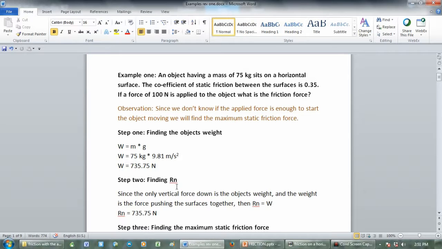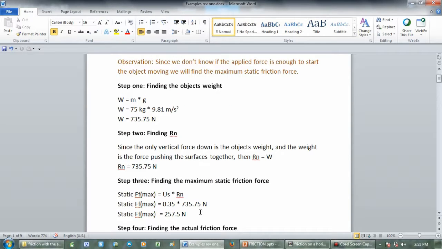Step 2. Finding the normal reaction force, Rn. Since the only vertical force down is the object's weight, the weight is the force pushing the surfaces together. Therefore, Rn equals W, or the weight. So the normal reaction force will be 735.75 newtons.